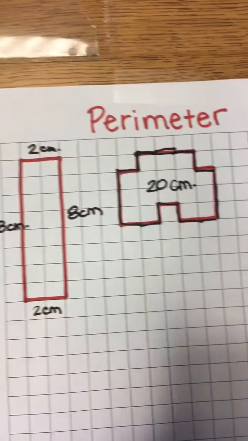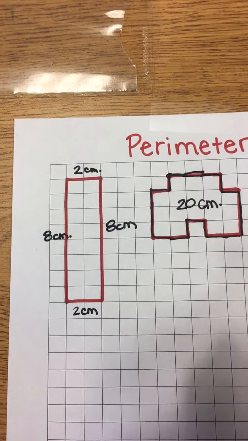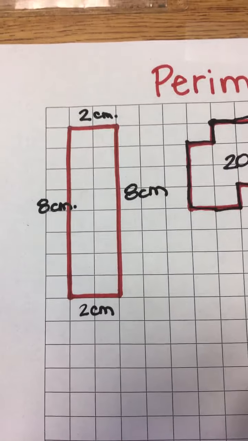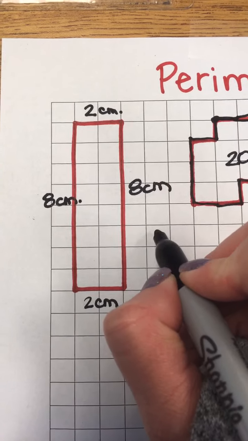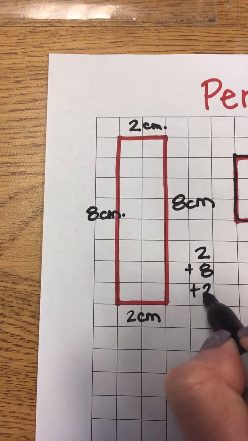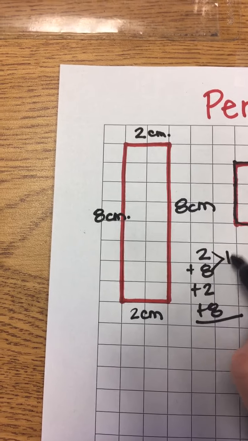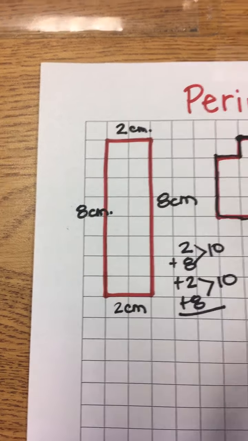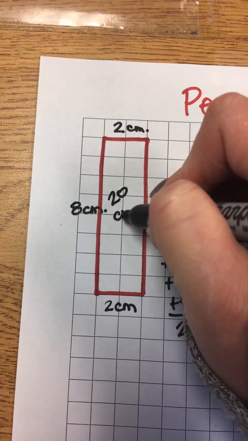For perimeter, we have to label all of the sides because we need to count all of the sides in order to find the perimeter. Okay, so we're going to add up our numbers. So we have 2 plus 8 plus 2 plus 8. And we know 2 plus 8 is 10. 2 plus 8 is 10. So our perimeter is 20 centimeters.